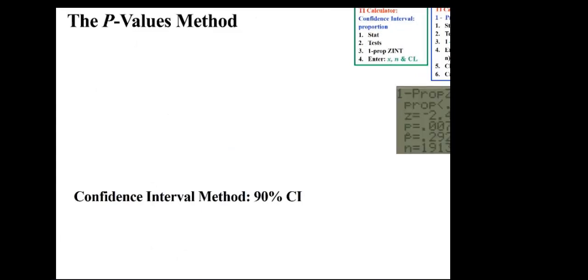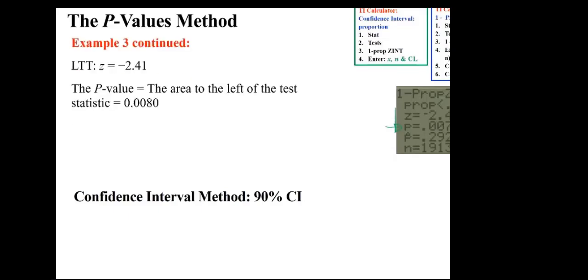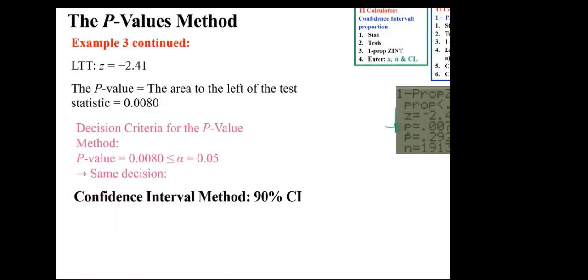when we do the math with technology, you get this p-value, which is 0.0079, so 0.008, and that is definitely smaller than alpha of 0.05. So left tail test, Z is negative 2.41. I showed you on the previous page. The p-value is the area to the left of the test statistic, which is 0.008 roughly, and you make the same decision because it's less than alpha of 0.05.